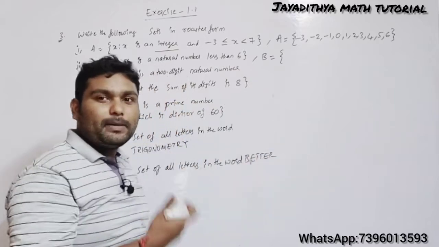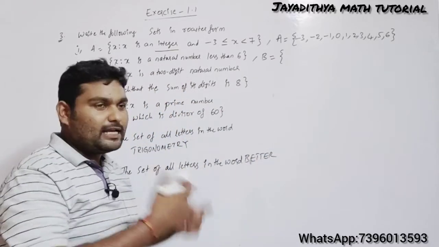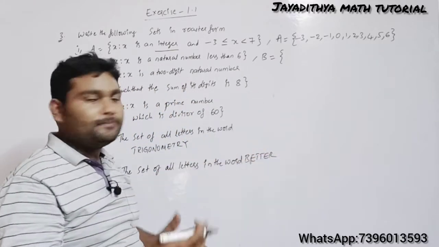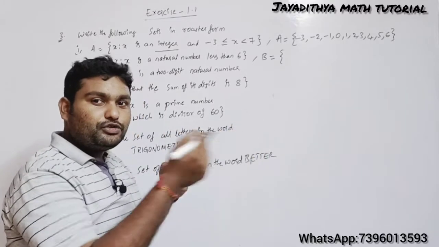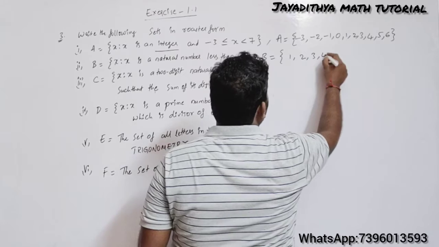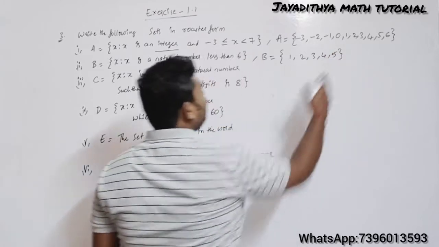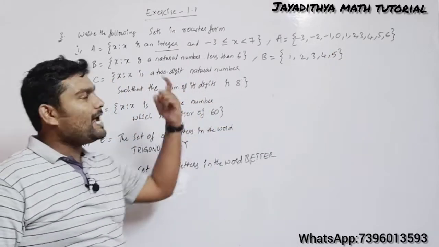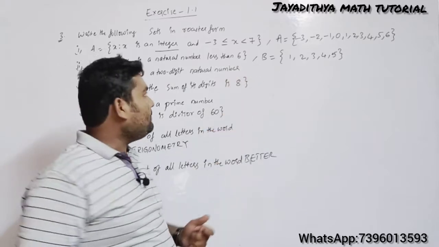It should be a natural number and less than 6. What are natural numbers? The numbers start from 1, 2, 3 like that, right? So less than 6 means you should write up to 5 only. So 1, 2, 3, 4, 5. So I have written all the elements separated by commas, and all are placed between the braces.